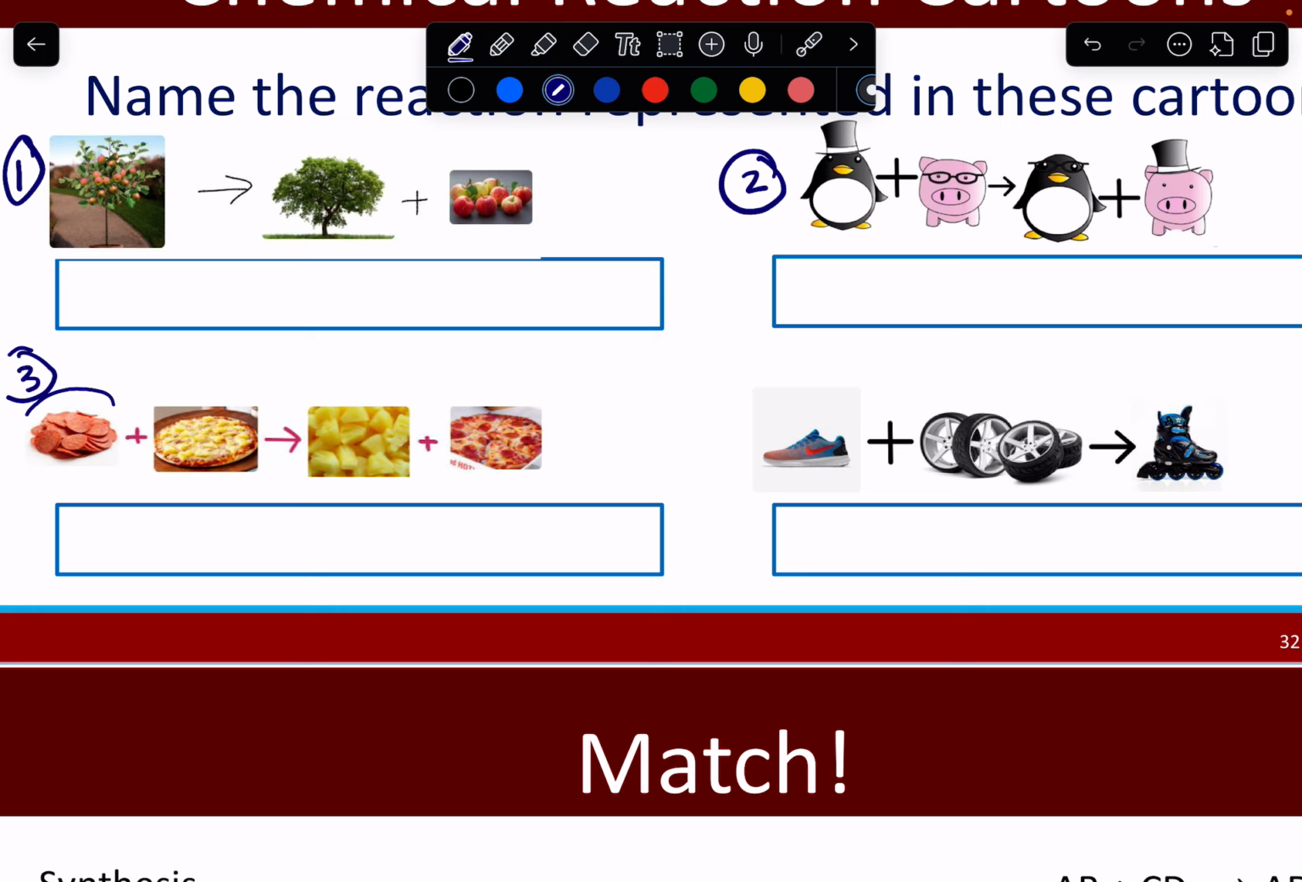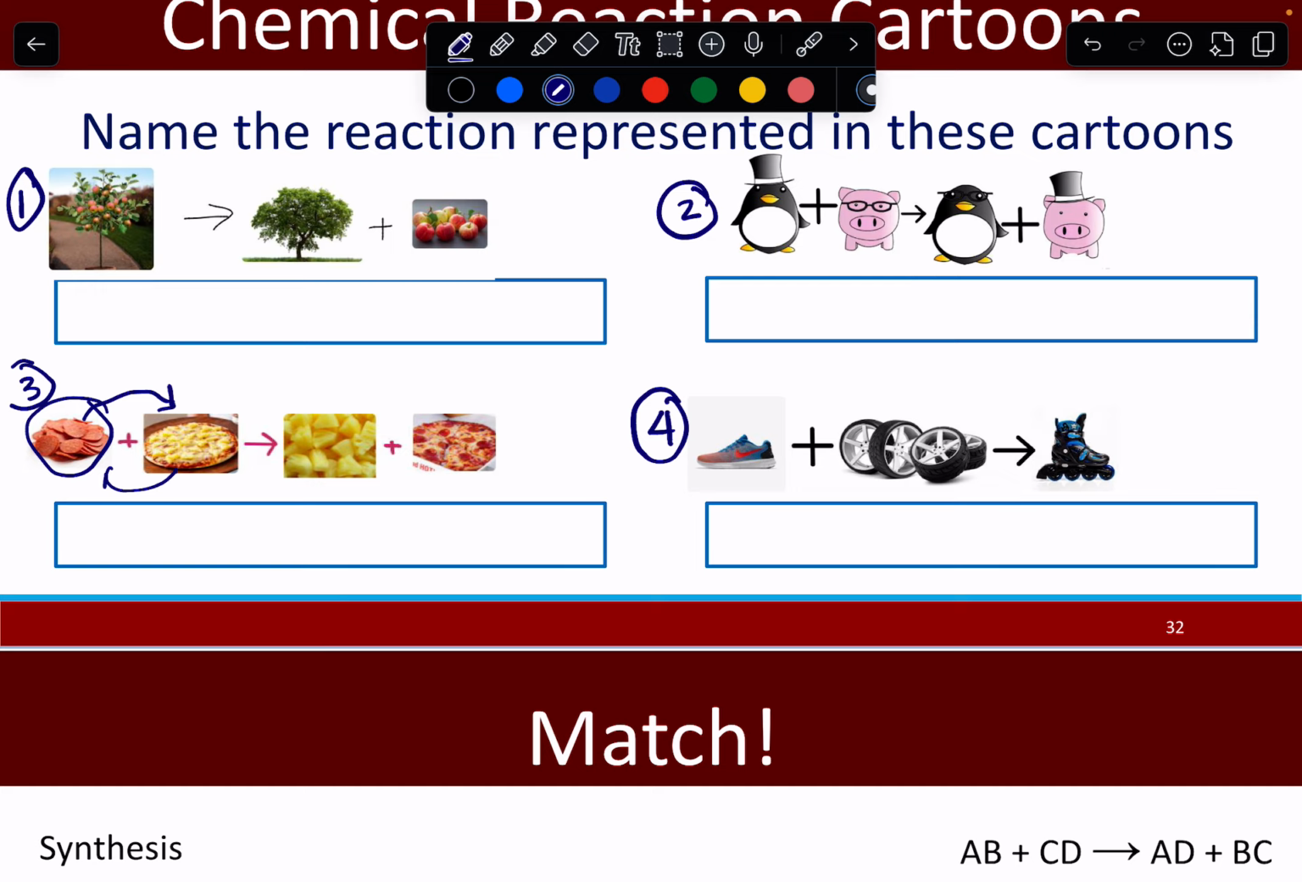So pepperoni out here by itself, we've got a pizza with pineapple on it. The pepperoni is going to replace the pineapple, and you'll end up with pineapple and then a pepperoni pizza. What kind of reaction is that? And then the fourth one, you have a shoe, you have wheels. They are going to combine together and now form a new thing with a roller blade.